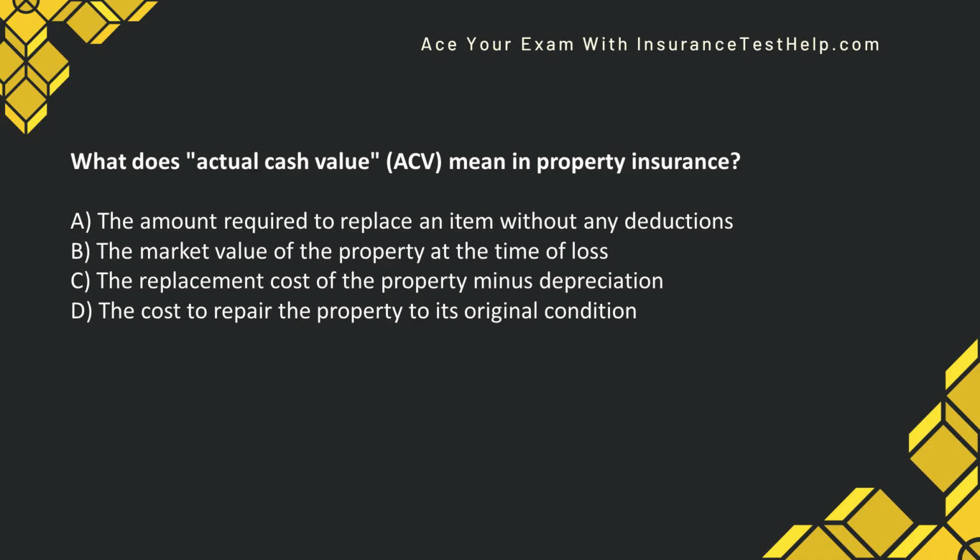What does actual cash value, ACV, mean in property insurance? A, the amount required to replace an item without any deductions. B, the market value of the property at the time of loss. C, the replacement cost of the property minus depreciation. Or D, the cost to repair the property to its original condition.